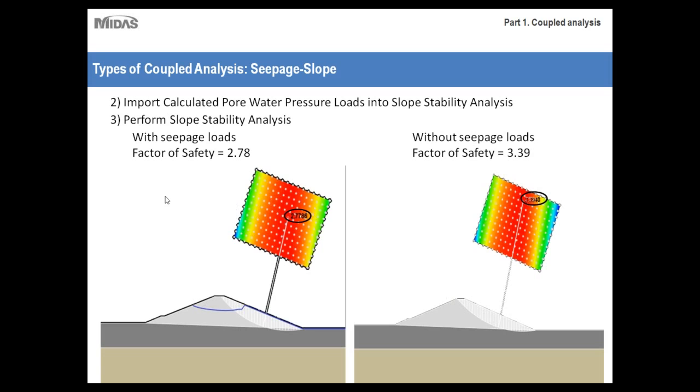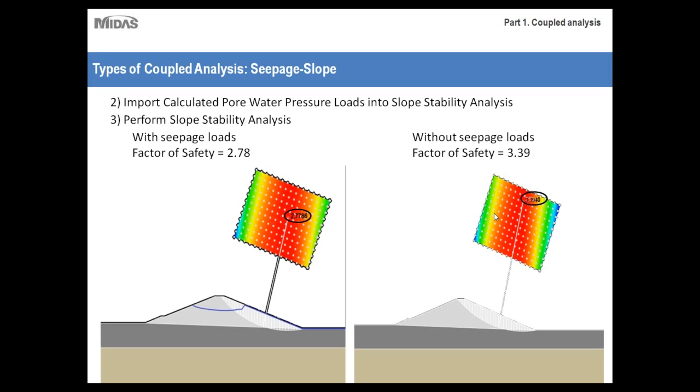As you can see, the pore water pressure loads were imported directly into our slope stability analysis, as well as the phreatic line, which is represented by the blue piece over here. The factor of safety is about 2.78, whereas in this example, pore water pressure loads are not taken into account, and thus a higher factor of safety was given.